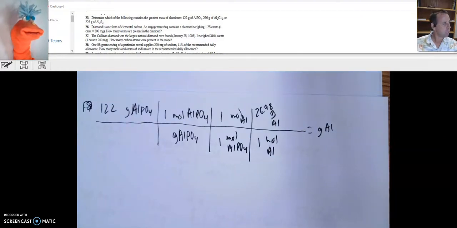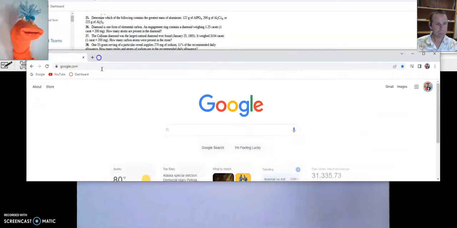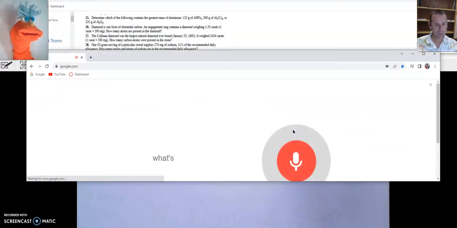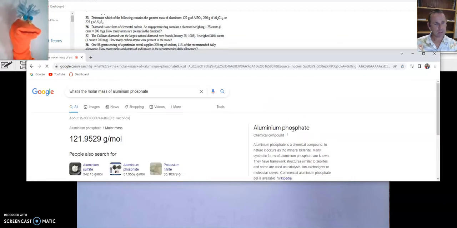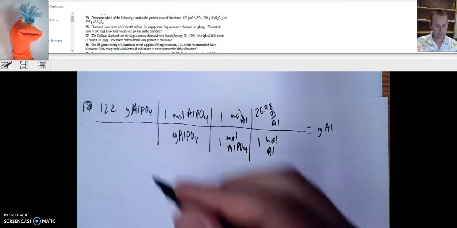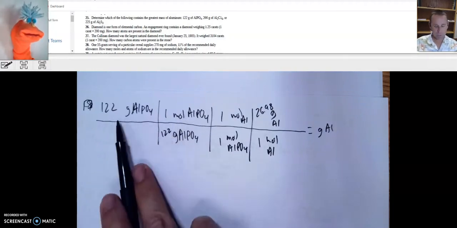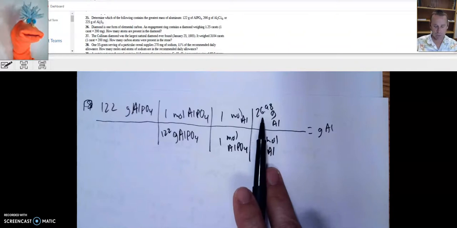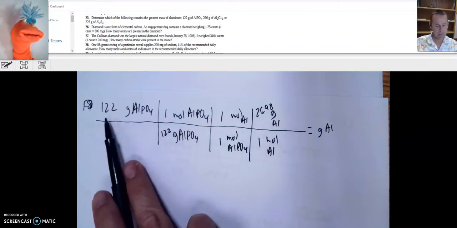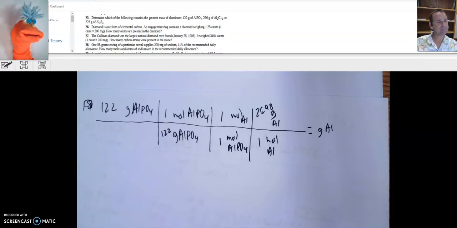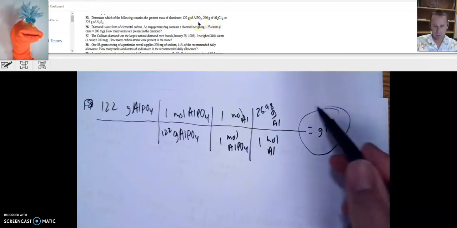So I'm going to bring up a Google page here. What's the molar mass of aluminum phosphate? According to Wikipedia, aluminium phosphate is a chemical compound. In nature, it occurs as the mineral berlinite. Berlinite. What a pretty name. Oh, so I'll put in there 122 grams per mole. So 122 divided by 122 times the 26.98. That's nice. They gave me exactly 1 mole of that material. All right. I wonder if that's what they're doing for all these. So there I found how many grams are going to be in this.